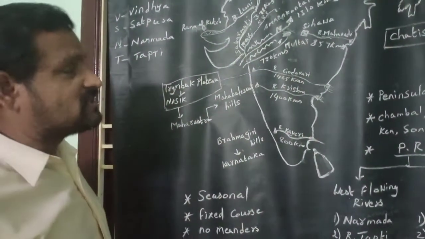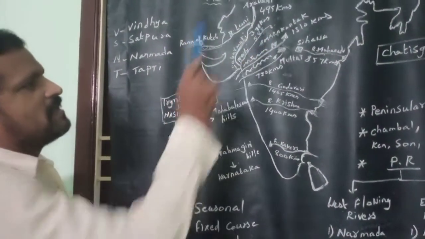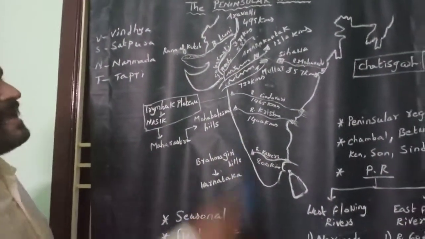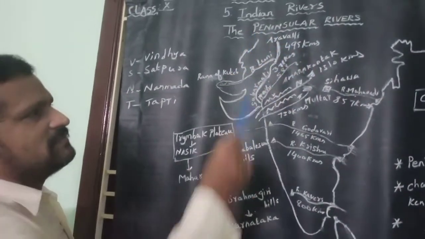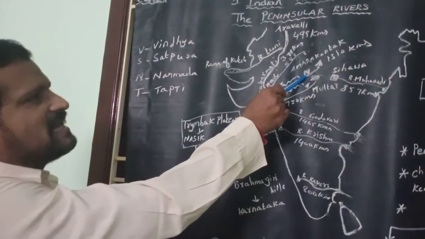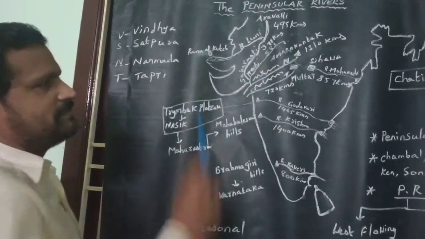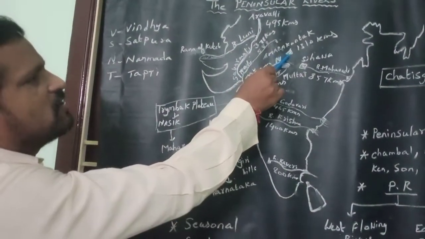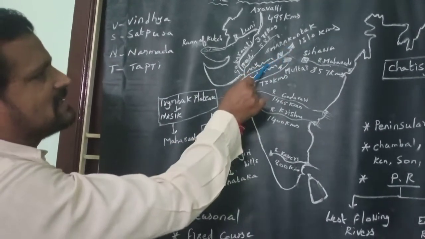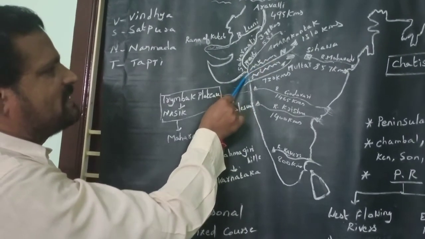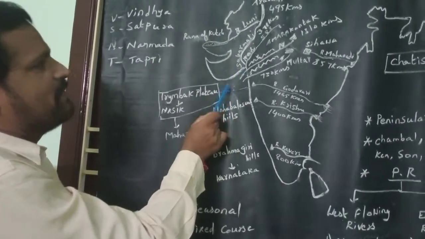Now we discuss west flowing rivers. The largest west flowing river is Narmada. Narmada river rises at Amarkantak Hills in Madhya Pradesh state. This Narmada river flows in Madhya Pradesh, then Maharashtra, Gujarat and discharges at the Arabian Sea.